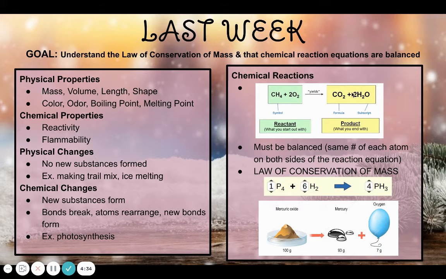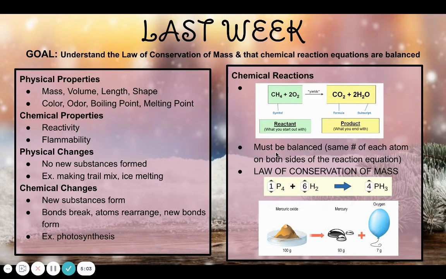And when I look, I see that there is a coefficient of 2 and a subscript of 2. So 2 times 2 gives me 4. That means that there are 4 hydrogens on the product side. Whatever we start with in terms of the number and type of atoms is what we need to end with. So I have 1 carbon on the left, I have to have 1 carbon on the right. And that's why we balance our equations.